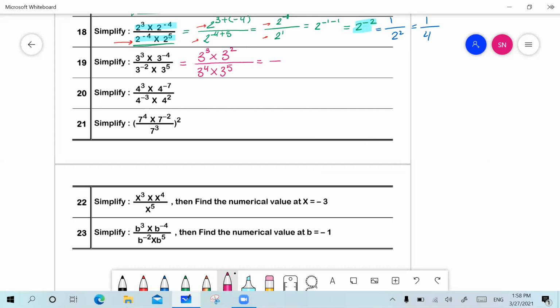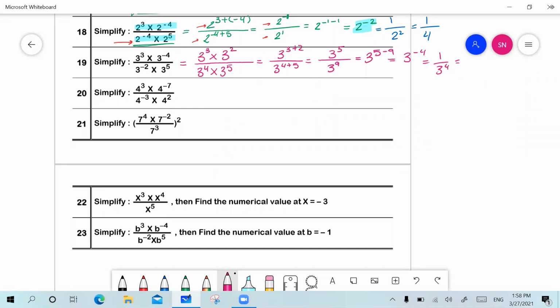Okay. So the numerator will equal 3 to the power of 3 plus 2, which is 3 to the power of 5, and the denominator will be 3 to the power of 4 plus 5, which is 3 to the power of 9. So we do subtraction and it equals 3 to the power of negative 4. Then we flip, so it's 1 over 3 to the power of 4, which is equal to 1 over 81.